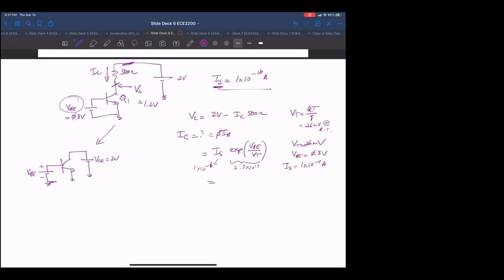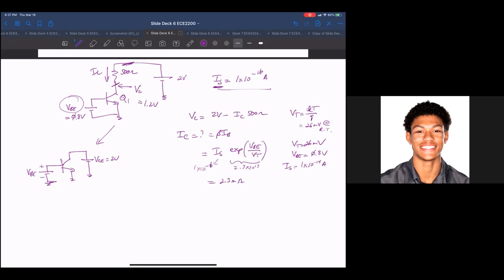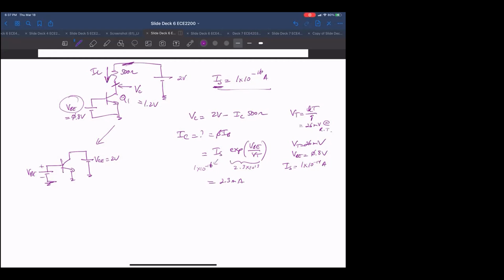So 0.8 volts divided by 26 millivolts, exponential. Thanks, Arthur. 1e to the minus 16, change sign, multiply. Okay, so you get 2.3 milliamps. Did I get that right, Melvin? Yes, that's exactly what I got. 2.3 milliamps. Okay, so now we have 2.3 milliamps going through there.